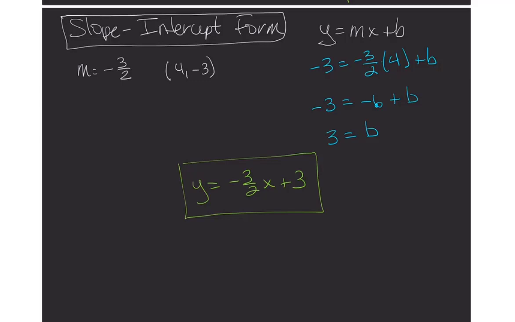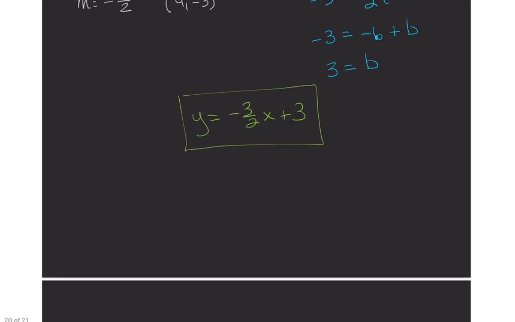One last one. So you've got point-slope form, slope-intercept form, and last but not least is the one that's called general form. It's not in the military. It's not a general, not a private.